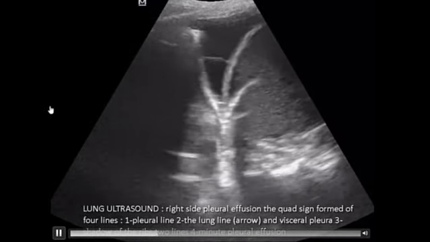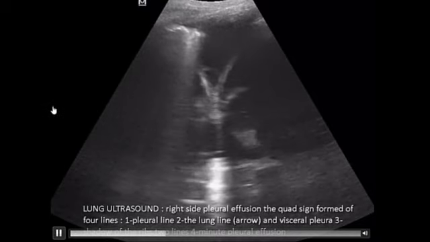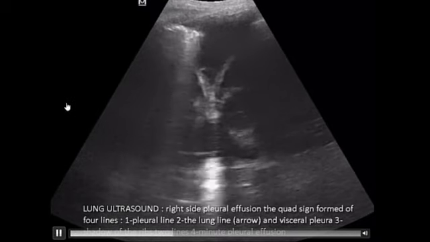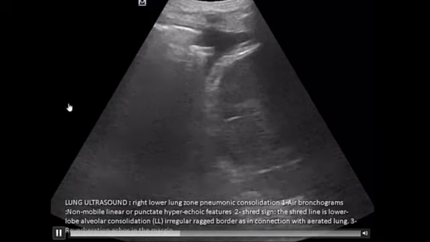This is a case of right-sided pleural effusion with quad sign and consolidation.